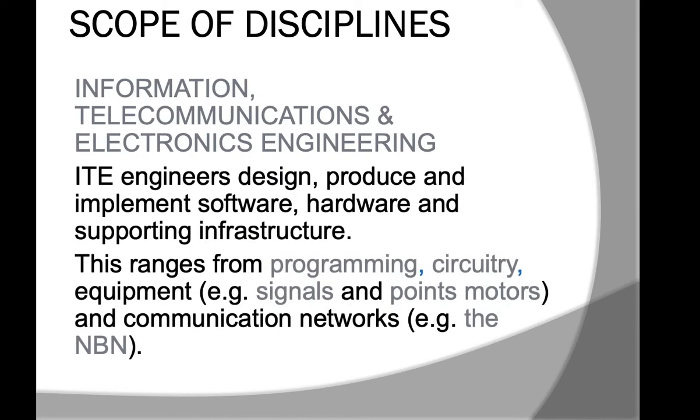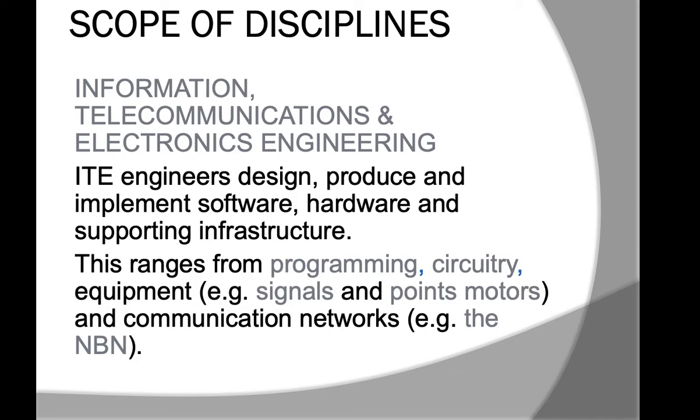So ITEE engineers design, produce, and implement software, which is the code, hardware, which is the computing machines, and the supporting infrastructure, so that could be the cables that go between them. So this ranges from programming to circuitry. They could do the typing of the program. They could design the silicon chips or the PCBs. They could work on signals and points motors. We talked before about the trains; the things that move the trains are called points motors.